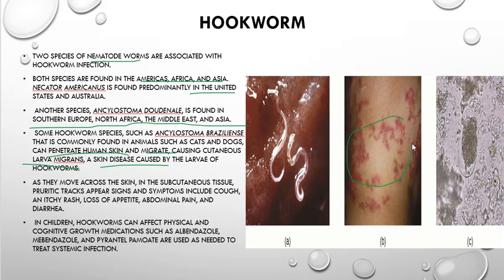See, the larvae of these hookworms are actually under the skin, and they're causing that reaction. As they move across the skin, you get this pruritic, itchy rash. Signs and symptoms: cough, they migrate to the lungs too, initially. Itchy rash, loss of appetite, pain, diarrhea. Hookworms can affect physical and cognitive growth.